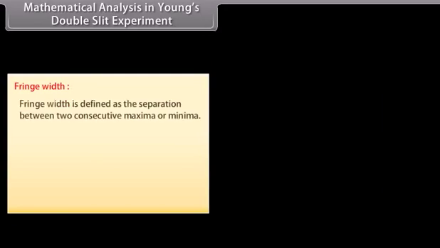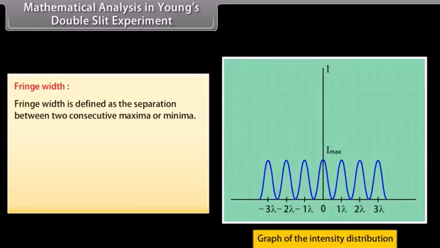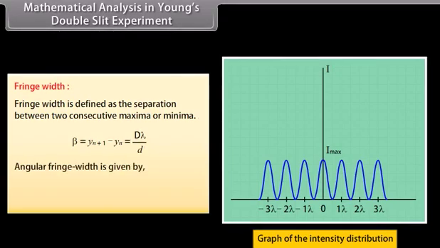Fringe width. Fringe width is defined as the separation between two consecutive maxima or minima. Beta is equal to y(n plus 1) minus yn, which is equal to capital D lambda upon small d. Angular fringe width is given by beta upon capital D, which is equal to lambda upon small d.